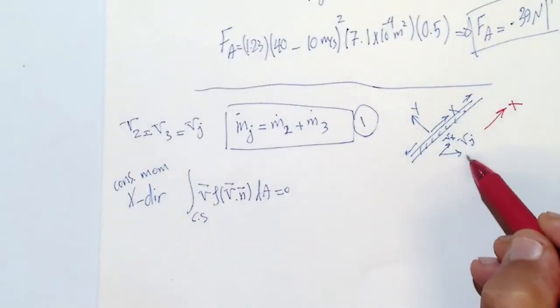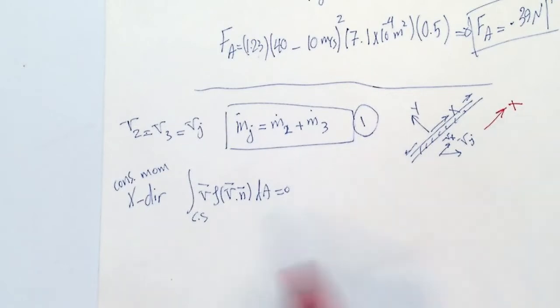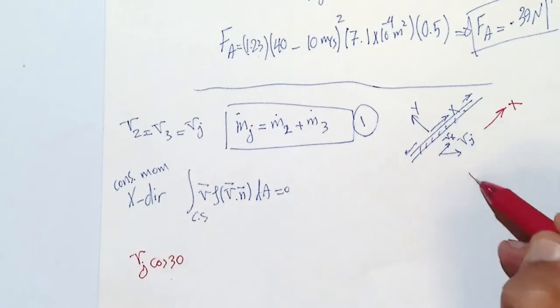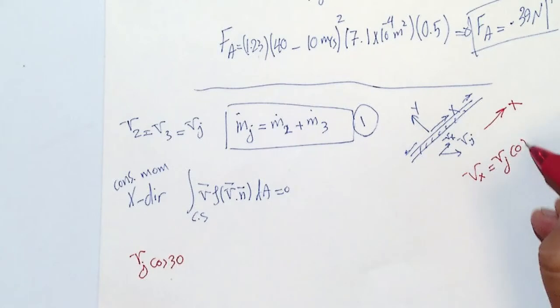In Vj, the component of x in the positive x direction. So you can write down that Vj of the x is Vj cosine of 30, right? That's Vx is Vj cosine of the angle, which is 30 degrees. Okay, we can replace it.